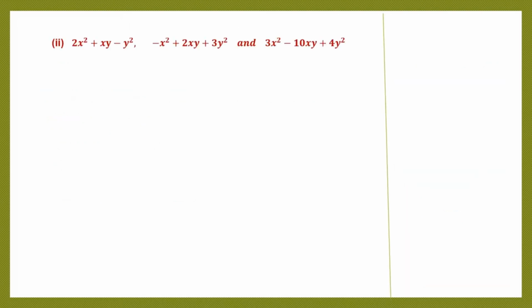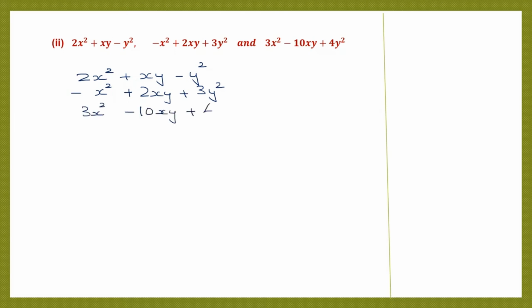Question 2. We'll do the same thing here. Arrange all the like terms together. So we have 2x square plus xy minus y square. And then let's go to the second polynomial, minus x square plus 2xy plus 3y square. Last one is 3x square minus 10xy plus 4y square.